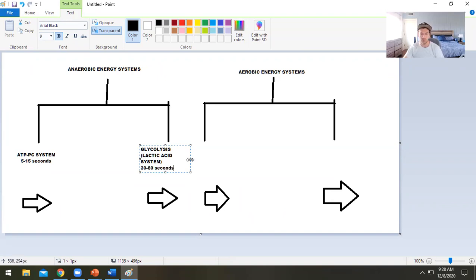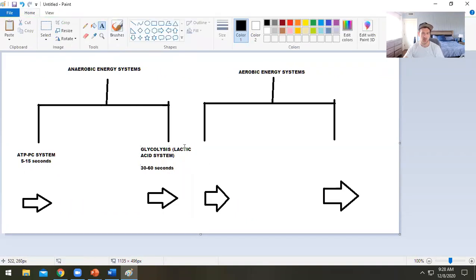I guess that works just fine. We'll go like that. So that is going to be right there. So our two anaerobic energy systems, the two that take place without any oxygen, they take place in the fluid portion of the cell, are the ATP-PC system and then the glycolysis, right?